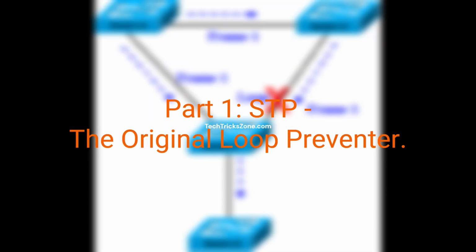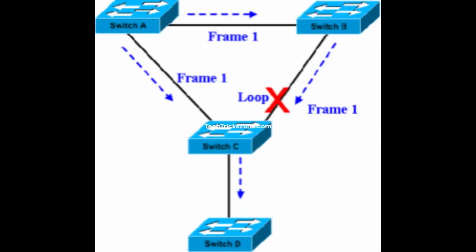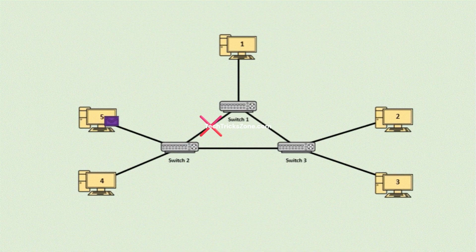Part 1. STP, the original loop preventer. Let's start with the Spanning Tree Protocol, or IEEE 802.1D. Its purpose is brilliant and simple: prevent layer 2 loops in a network with redundant paths. Without it, broadcast packets would circulate endlessly, creating a broadcast storm that cripples the network.